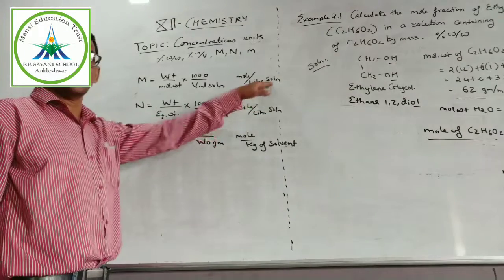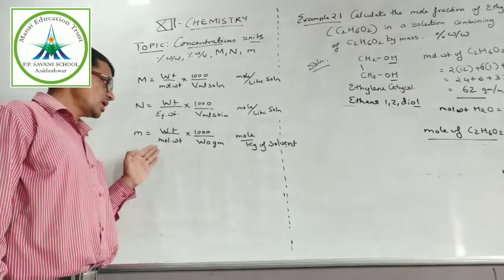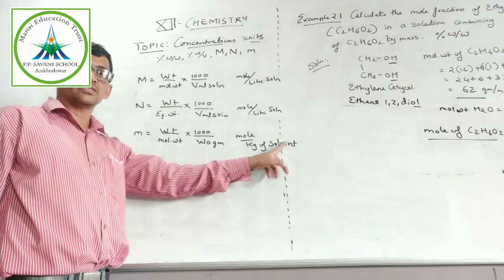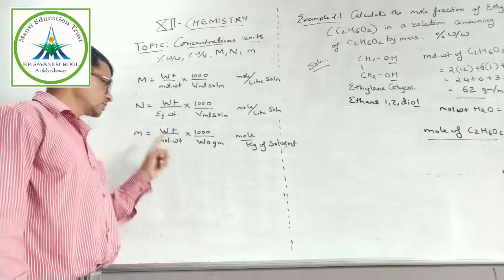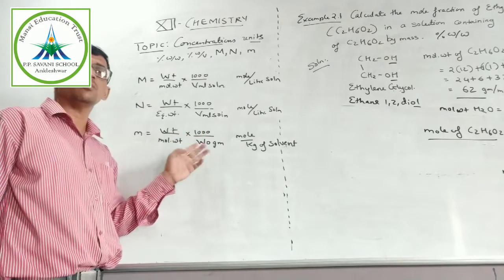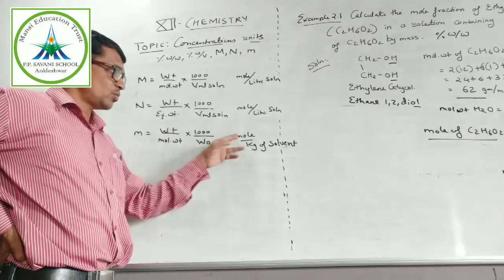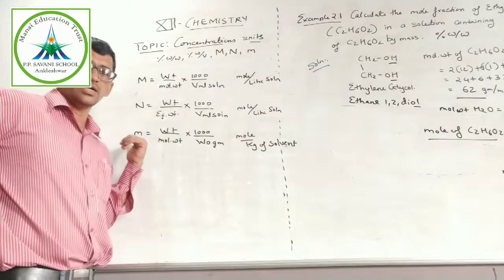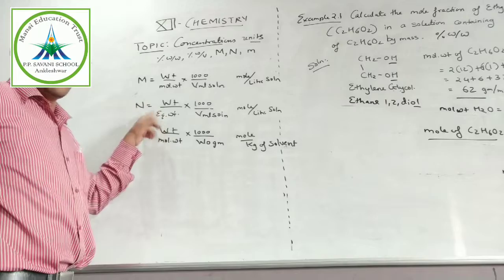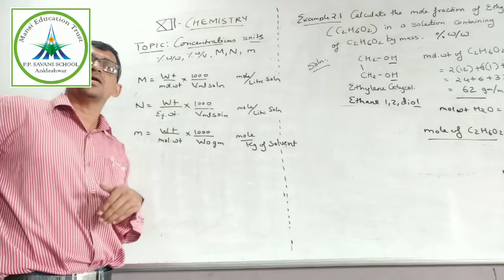In both of these we have to take the volume of solution, but molality is equal to moles per kg of solvent. So here weight is taken, and it is of the solvent. Weight upon molecular weight, that is mole, times 1000 by W0. W0 symbol is for weight of solvent. So mole per kg of solvent is equal to molality. Symbol is small m.